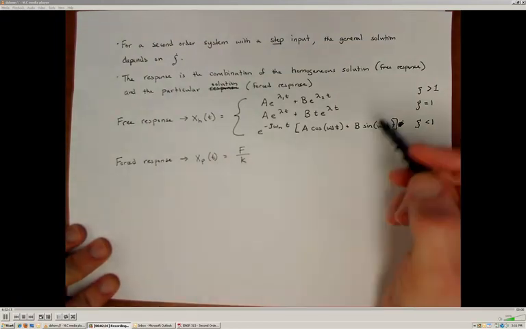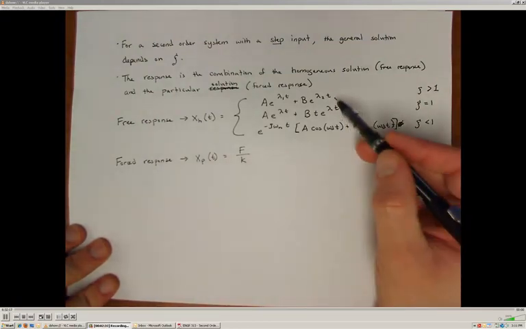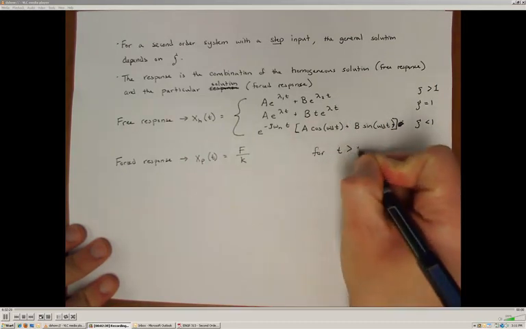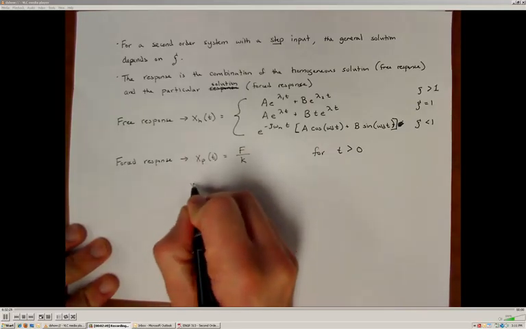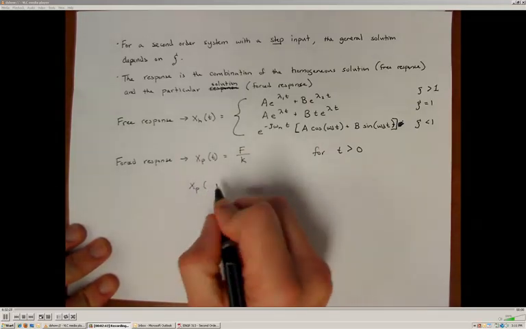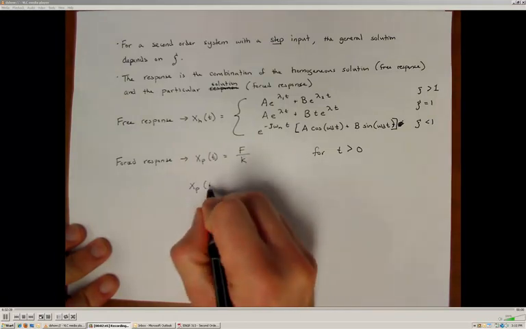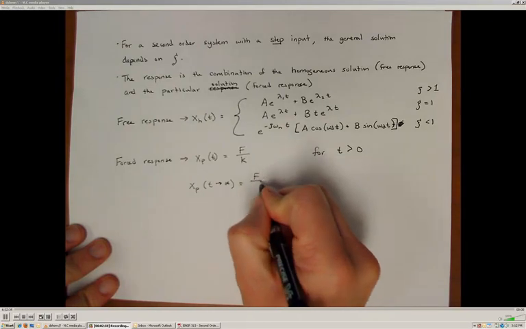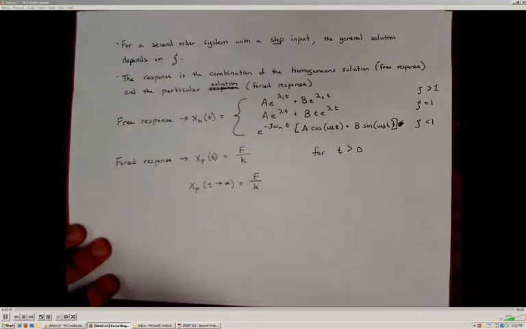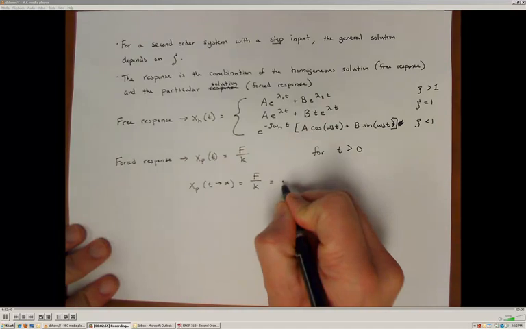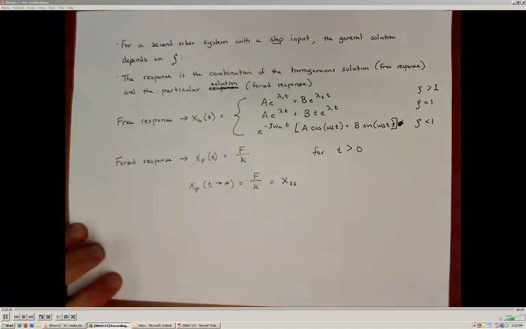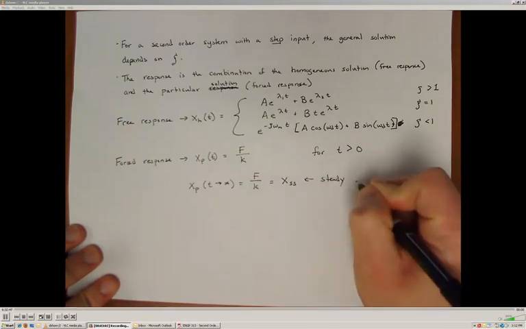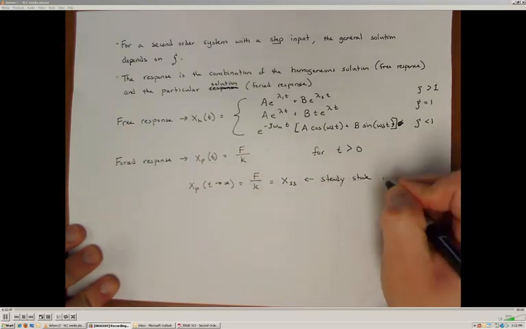So recall that all of these formulations are valid only for time greater than 0. And the particular solution, since it's just a constant, as time goes towards infinity, is going to remain the same value, f over k. Therefore, we call this solution the steady state response. All right, so this is also the steady state response of the system.